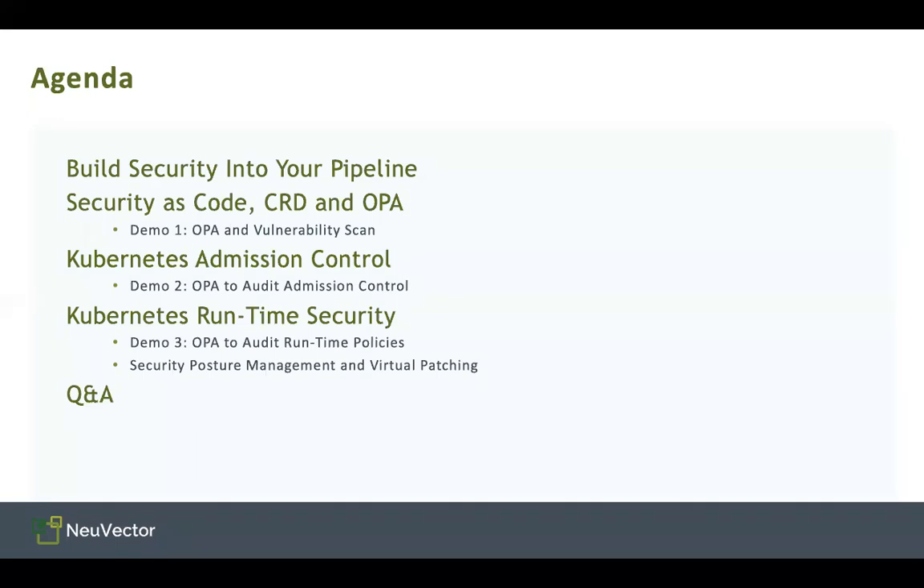Then I will demo some of the use cases. For example, using OPA to integrate with admission control in the deployment stage. And more importantly, at runtime, you can also use OPA or these Kubernetes native tools to ensure the proper security policies get enforced. Then we go to the Q&A session.